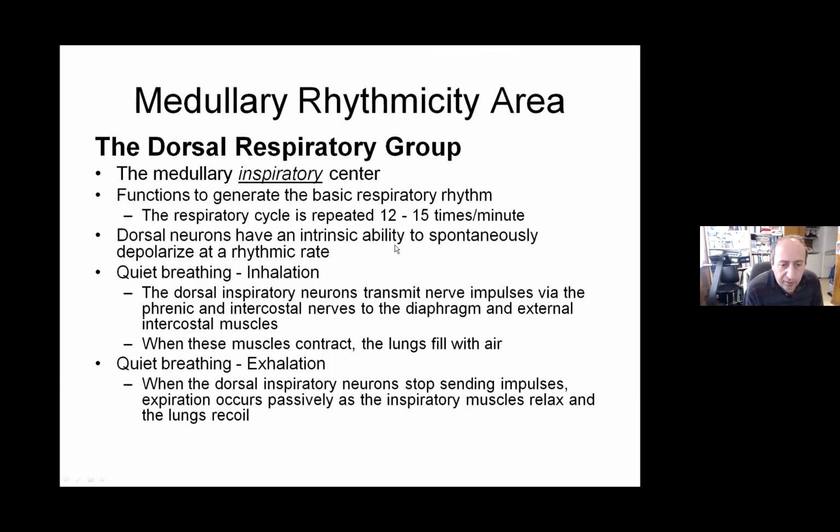So here I give you more details about the function of the dorsal respiratory group. It generates the basic respiratory rhythm. The respiratory cycle is repeated 12 to 15 times a minute in human, but in rodent, the breathing rate is about 3 per second. So it's like 180 per minute. So it's much faster in rodent.